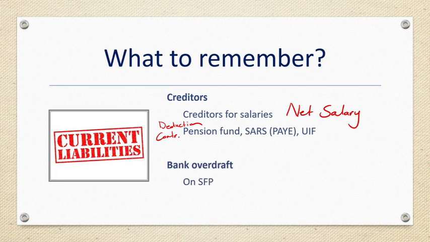Bank overdraft must be shown on the statement of financial position. It cannot be included in creditors. Trade and other creditors must be shown separately.